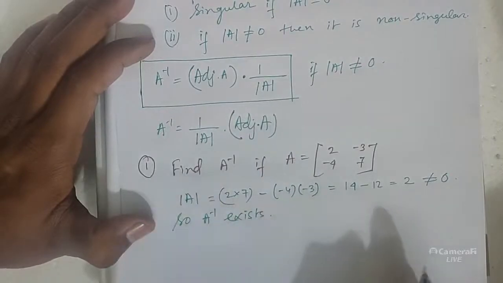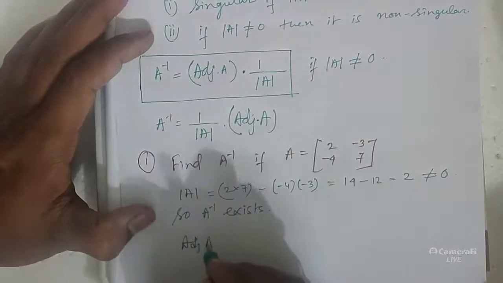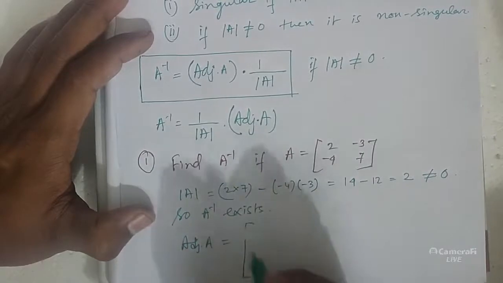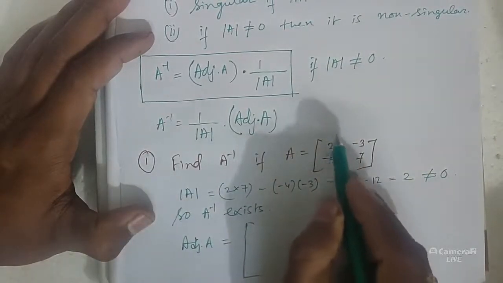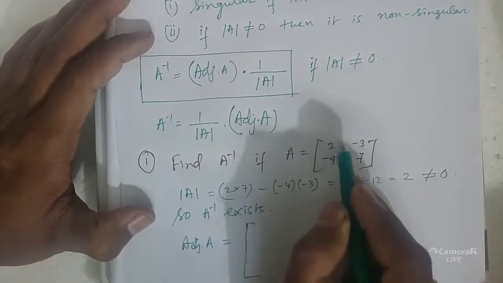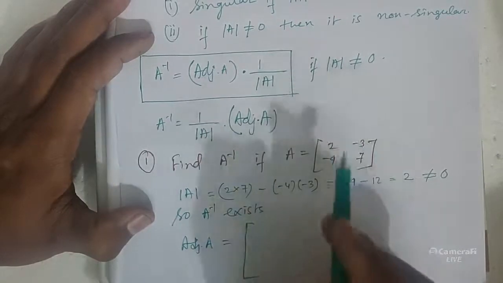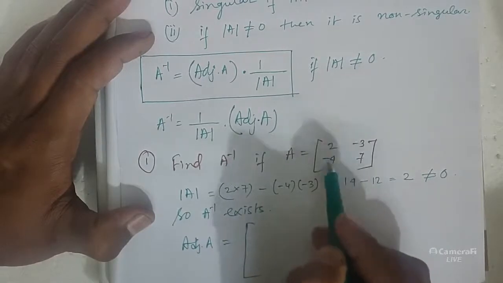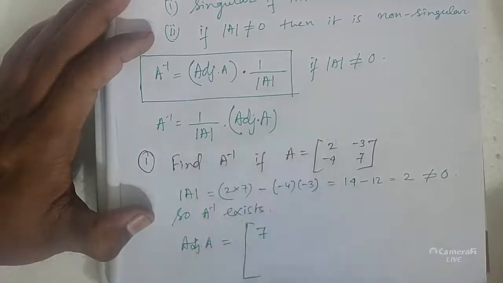Now we have to find all the cofactors. Therefore adjoint A is equal to... What is the sign of this element? 1 1. 1 1 means 1 plus 1, 2. If it is an even number, then plus sign. So plus sign. When we are finding the cofactor of this element, this row, this column off. So 7 is left. That means plus 7.